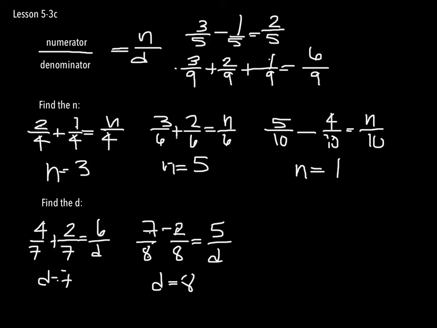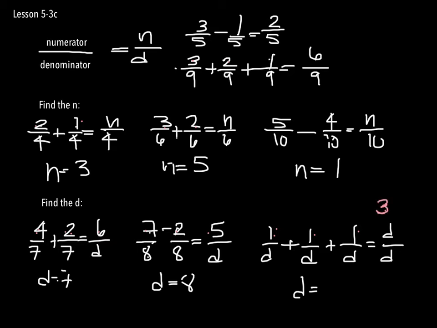Our final problem, boys and girls, is, let's challenge you a little bit, 1 over d plus 1 over d plus 1 over d is going to give us 3 over d. And I just gave you the answer. Because if we look at this, boys and girls, d is equal to what? All we have to do is add up the numerators. 1 plus 1 plus 1 is going to give us 3. And if we plug in 3 here, it's going to be 1/3 plus 1/3 plus 1/3 will give us 3/3. And that works. So d is equal to 3.